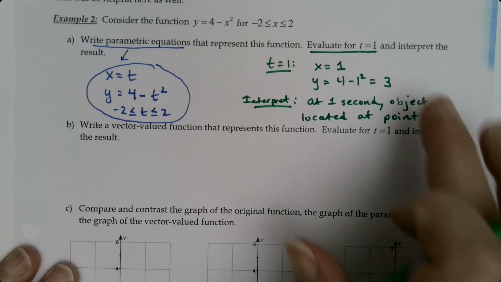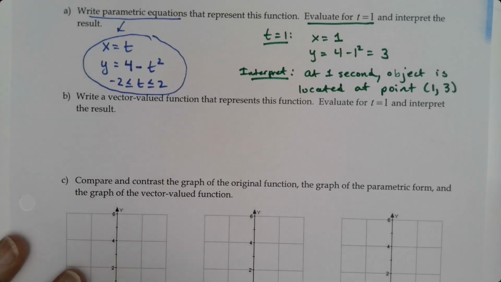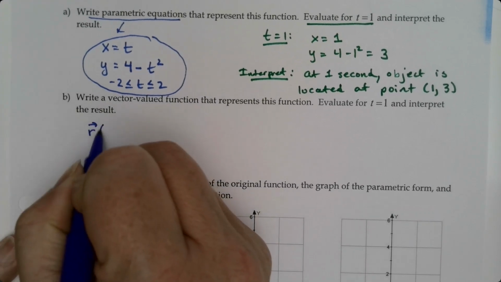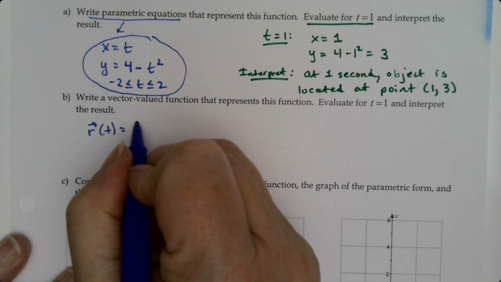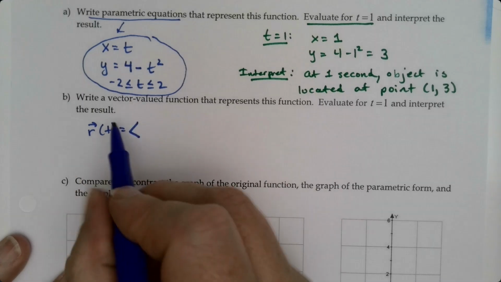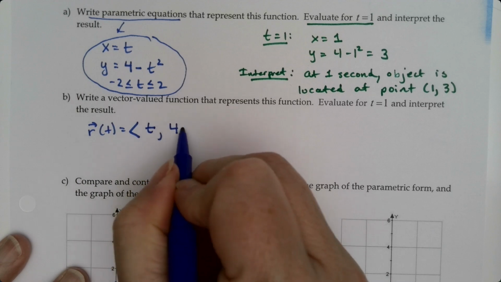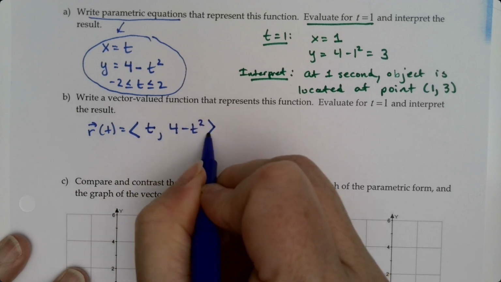All right, so now how does that change for a vector valued function? The vector valued function, you write it in a different format for starters. It's in a vector notation. But honestly, the rest of it's kind of similar. So you put the t right here, you say let x be t, and then 4 minus t squared, like that.